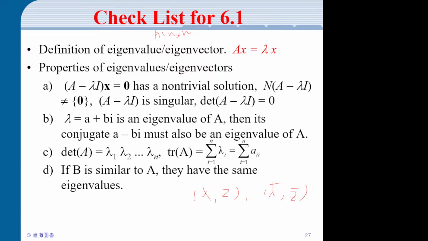Then we have more properties, the properties we just derived. The product of all eigenvalues equals the determinant of your matrix, and the sum of all your eigenvalues equals the trace of your matrix, which is the sum of the diagonal elements. And then we derived that if a matrix B is similar to A, then they will have the same set of eigenvalues.